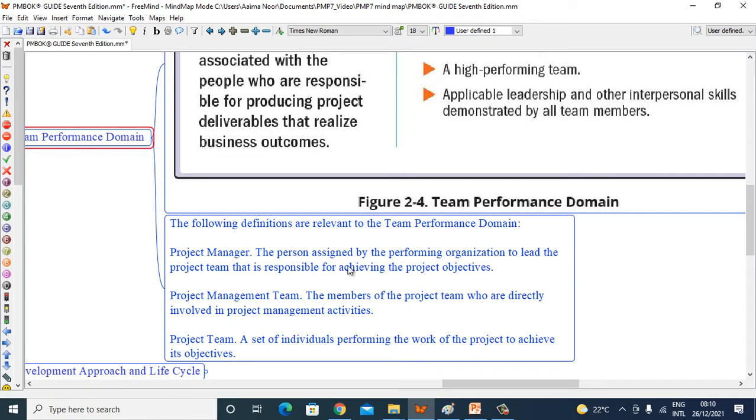Project manager: the person assigned by the performing organization to lead the project team that is responsible for achieving the project objectives. Project management team: the members of the project team who are directly involved in project management activities. And project team: a set of individuals performing the work of the project to achieve its objective.